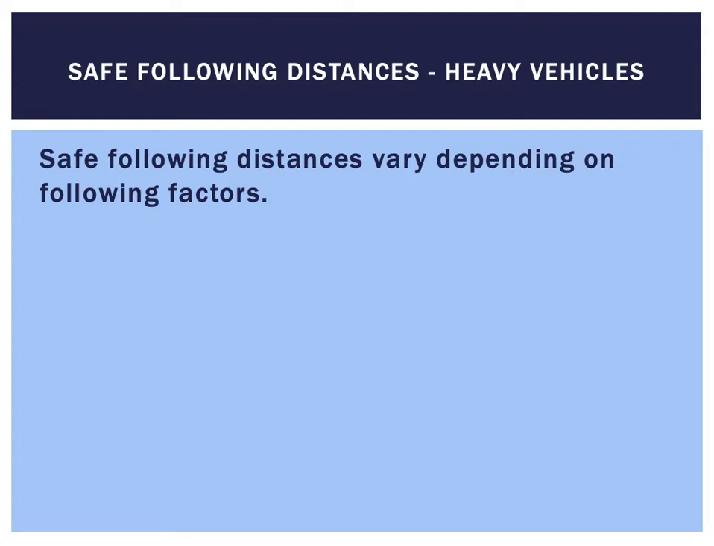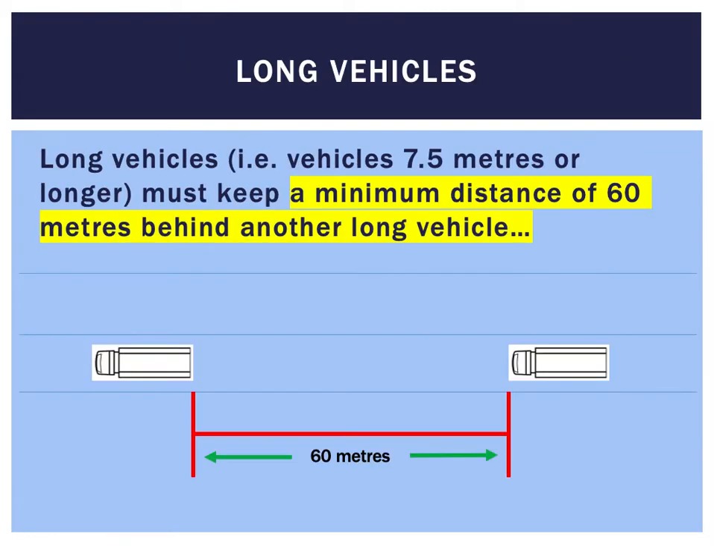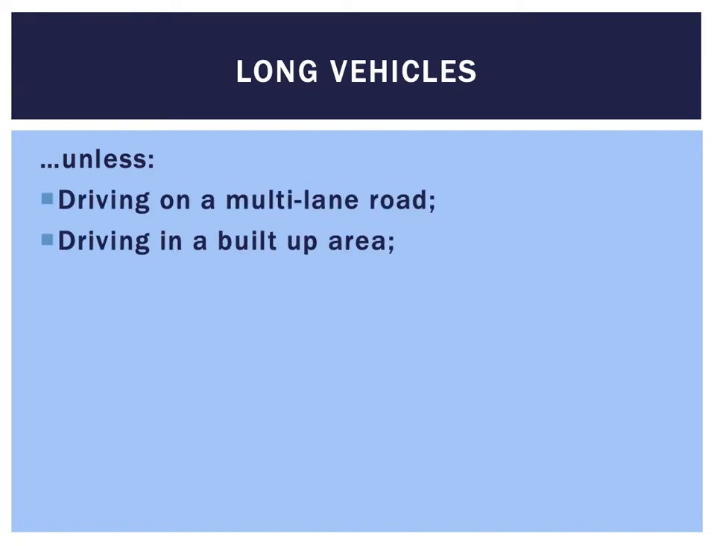Safe following distances and heavy vehicles. Safe following distances vary depending on the following factors: your speed, the driving conditions, and the type of vehicle you're driving. Long vehicles, i.e. vehicles 7.5 meters or longer, must keep a minimum distance of 60 meters behind another long vehicle, unless they're driving on a multi-lane road, driving in a built-up area, or overtaking.